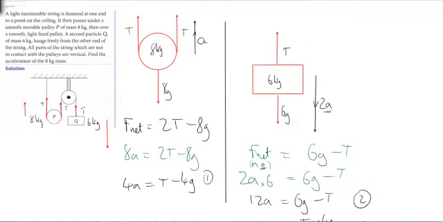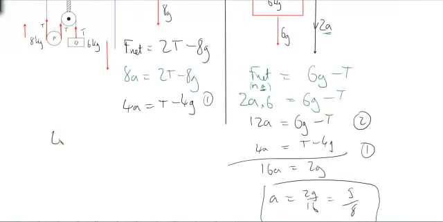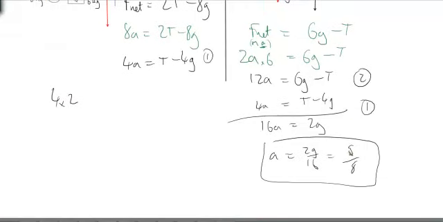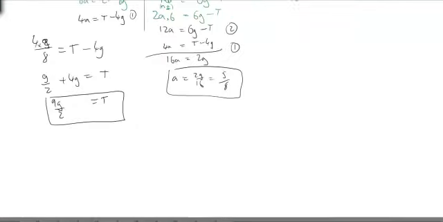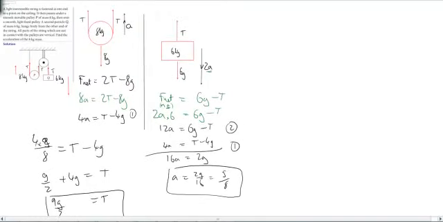So we have worked out the accelerations, and then it's very simple to work out the tensions. If we just substitute that back in, we get 4 times A, and A is G over 8, so 4 times G over 8 is equal to T minus 4G. So that goes to G over 2 plus 4G is equal to T, and T will be equal to 9G over 2. So in this we've worked out the forces and accelerations of a movable pulley.